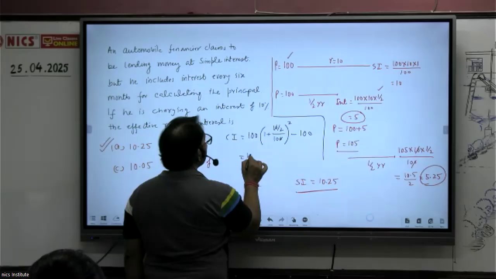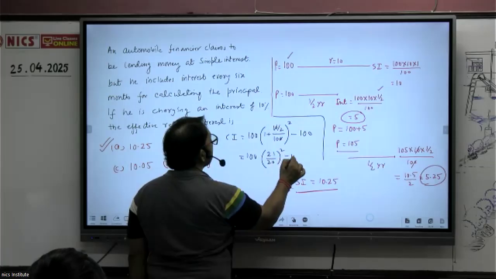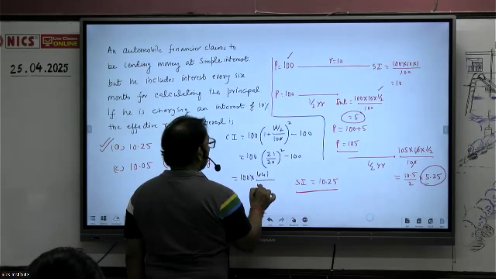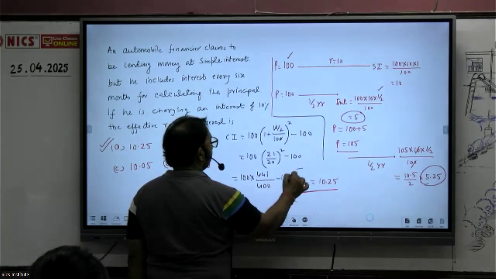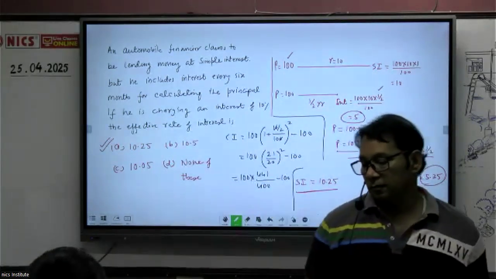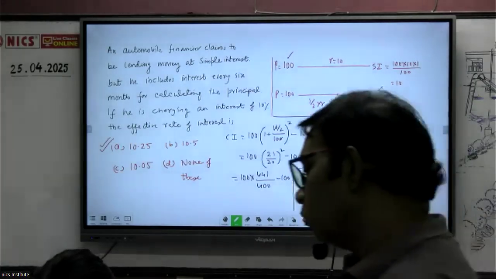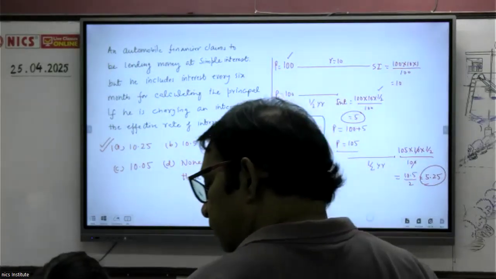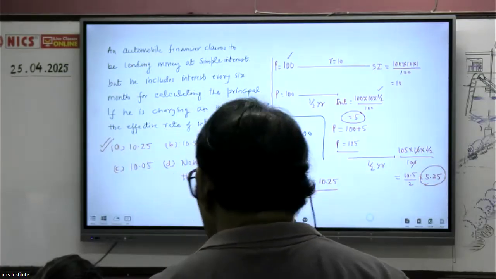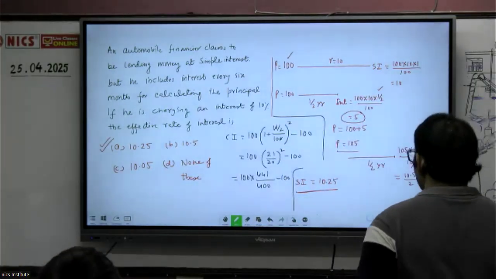So this would be 100, 21 by 20 whole square minus 100. 21 square is how much? 441. Calculate this. It's a half yearly compounding, so number of terms would be 2, because in 1 year there are 2 half years. This is 2. Okay. Same answer, no? So it will be the same answer.